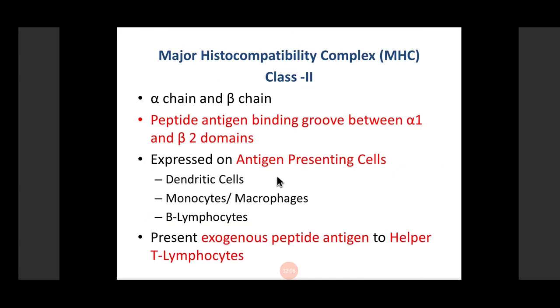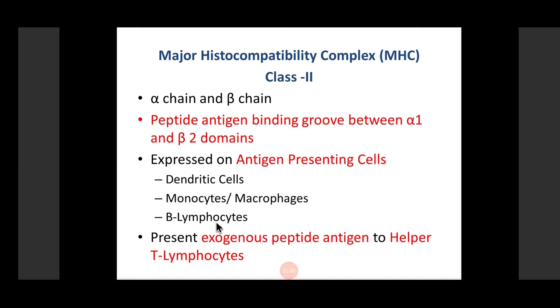Now, where are the MHC class 2 molecules expressed? It's an extremely important question. All cells do not express MHC class 2. Please remember, it is a rule. Only specialized cells express MHC class 2. These are called antigen presenting cells. So only specialized cells express MHC class 2 as opposed to MHC 1. MHC 1 is expressed by all cells except the RBCs, whereas MHC 2 is on the surface of only specialized cells, that is antigen presenting cells.